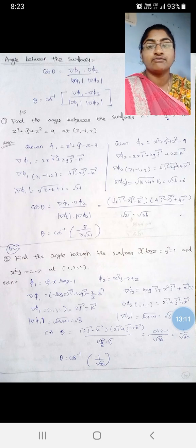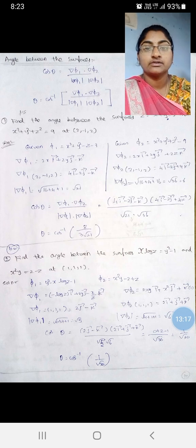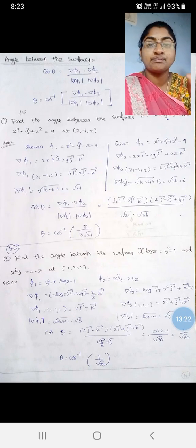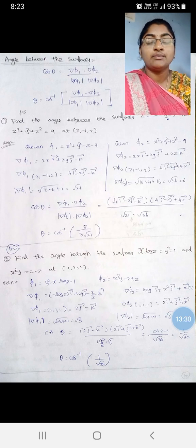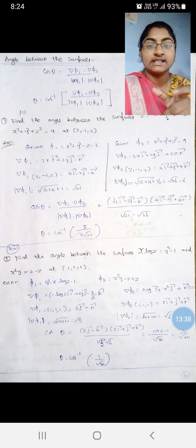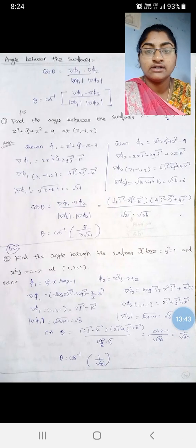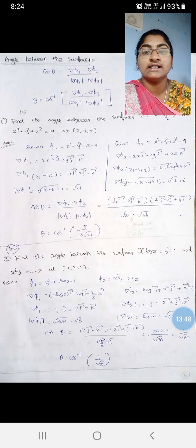So our first question is, find the angle between the surfaces z is equal to x square plus y square minus 3. So take this as phi 1 value, and x square plus y square plus z square is equal to 9. So take this as phi 2 value at the point 2 comma minus 1 comma minus 2. So substitute both phi 1 and phi 2 for this point. So take the given phi 1 value and bring this over. Sorry, x square plus y square minus z minus 3.